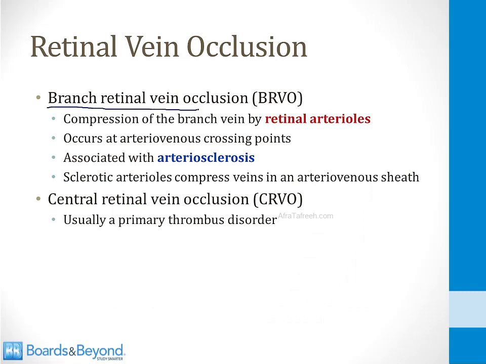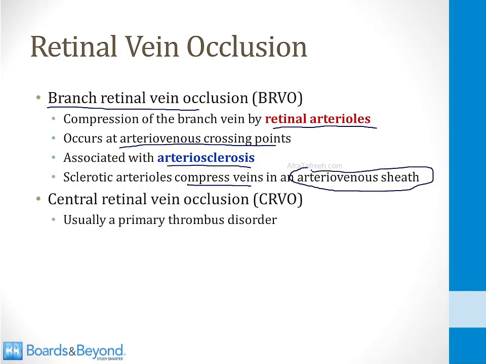A branch retinal vein occlusion is often caused by compression of the branch vein by retinal arterioles. This happens at places where the arterioles cross the veins. At these arteriovenous crossing points, you can develop occlusion of a branch vein. This often happens in the setting of arteriosclerosis. The sclerotic arterioles compress the veins. This is because they run together in a common sheath, and therefore when the artery becomes thickened, it can compress the vein, and this can lead to a branch retinal vein occlusion.